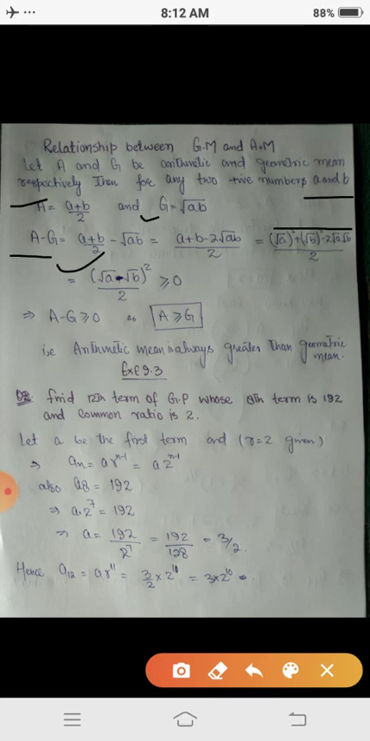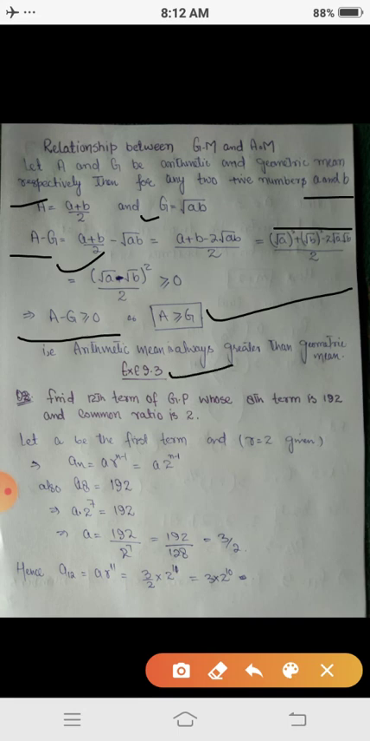This means that the overall term is greater than or equal to 0, means positive, which implies that A minus G is always greater than or equal to 0, or A is always greater than or equal to G. This means that the arithmetic mean between two numbers is always greater than or equal to the geometric mean. So this is the relation between the arithmetic mean and the geometric mean between two numbers.